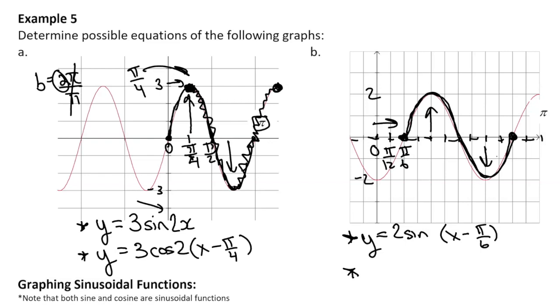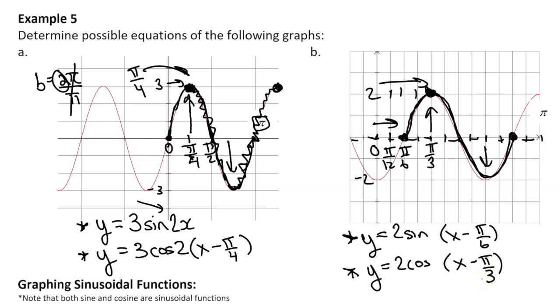For cosine, our maximum point is right here. So that would be 1, 2, 3, that would be 4 spaces to the right from 0. And 4 spaces to the right would be 4 pi over 12. And instead of saying 4 pi over 12, we could reduce that to pi over 3. And so you could say this would be y equals 2 cosine something x minus pi over 3.